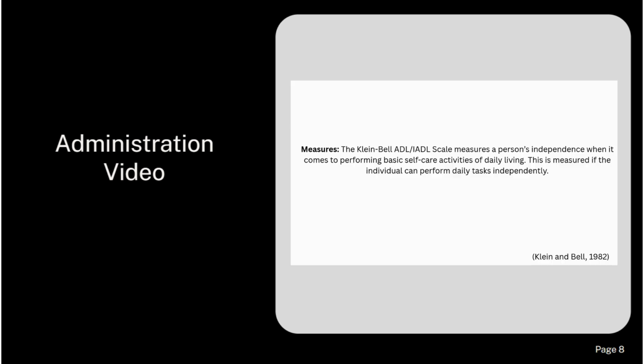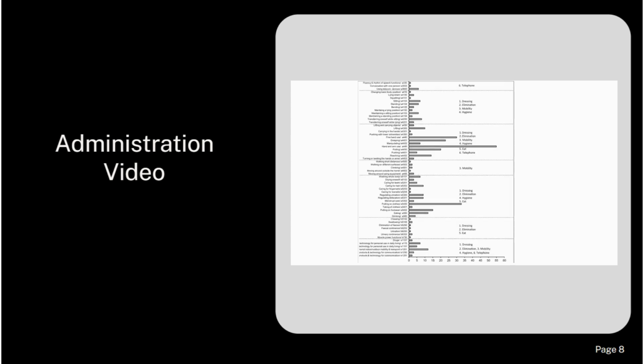The Klein-Bell ADL scale measures a person's independence when it comes to performing basic self-care activities of daily living. This is measured by whether the individual can perform daily tasks independently. This assessment has 6 domains, 40 subcategories, and about 170 behaviors. For the sake of the video, we're only going to be focusing on 6 subcategories.